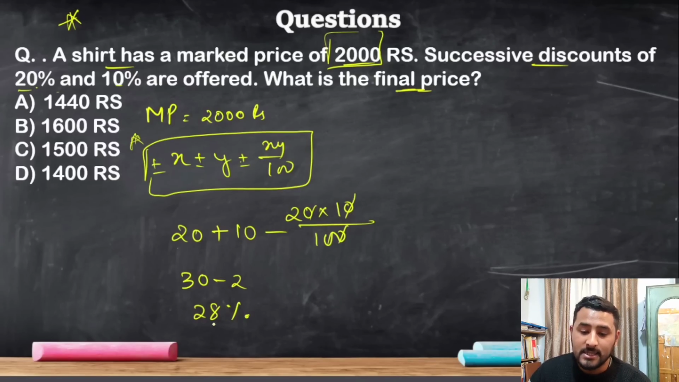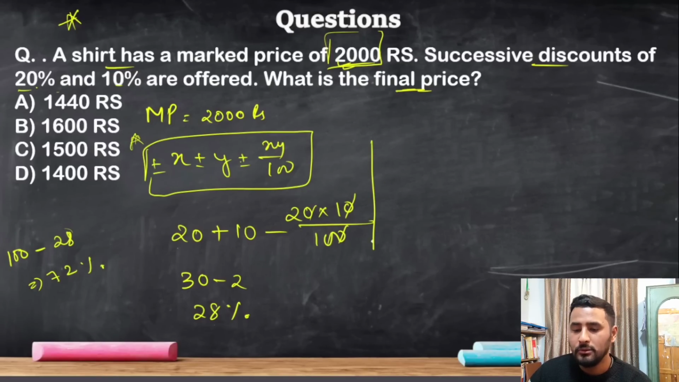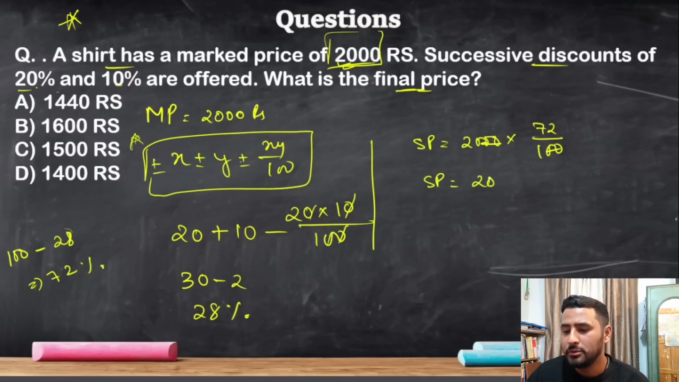Since it is a discount, how will you write? 100 minus 28. Then it will come around 72%. Right? So you need to find the 72% of 2000. How will we do? Like I said, SP is equal to MP, which is 2000 into 72%. Just cancel 0, 0. You multiply 20 into 72.